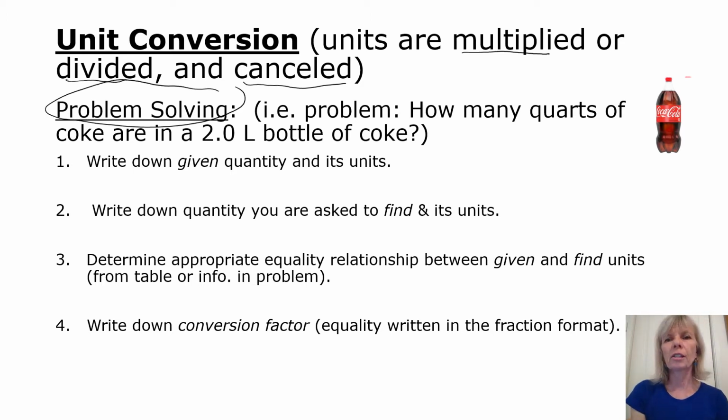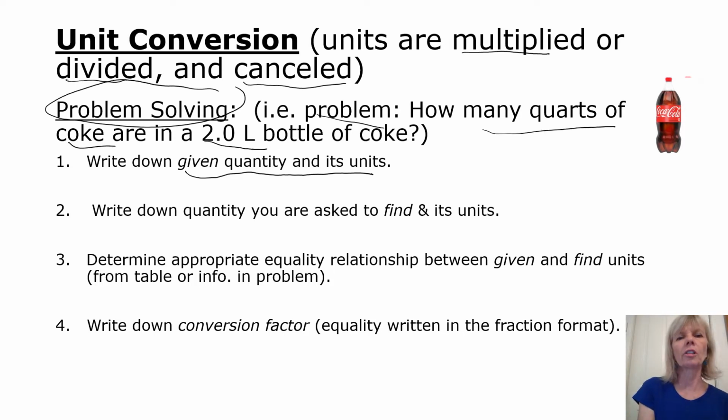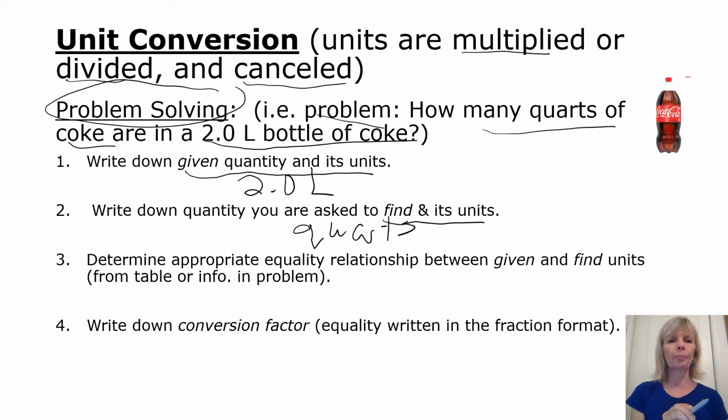The first one is going to be writing down your given quantity in its units. So our problem here is how many quarts of Coke are in a 2-liter bottle of Coke. So we're basically going to dissect this word problem, figure out what we're given. We are given 2.0 liters, okay? And then we're going to write down number 2, the quantity you're asked to find. We are looking for quarts of Coke.